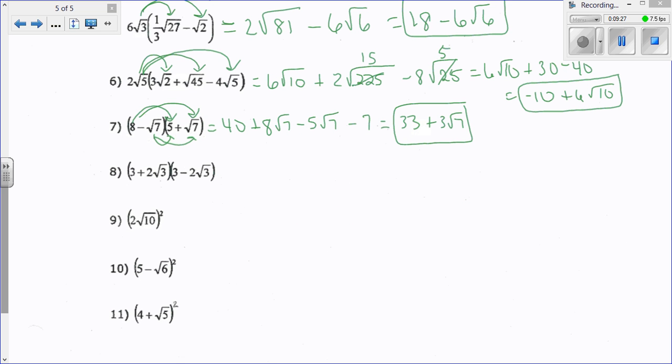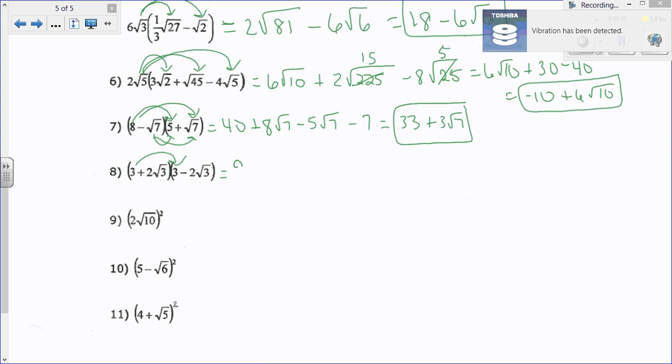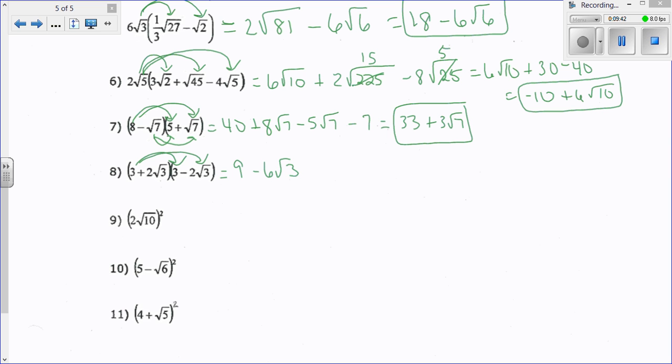Number 8 is the same type of problem. I do a double distribution. 3 times 3 is 9. 3 times negative 2 radical 3 would be minus 6 radical 3. 2 radical 3 times 3 becomes plus 6 radical 3.